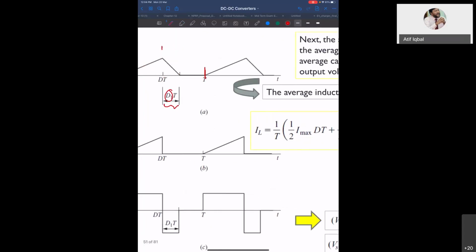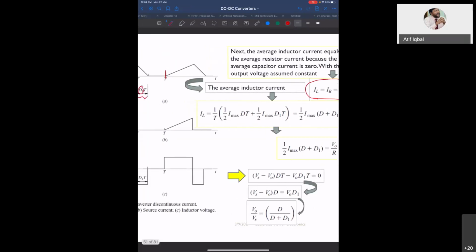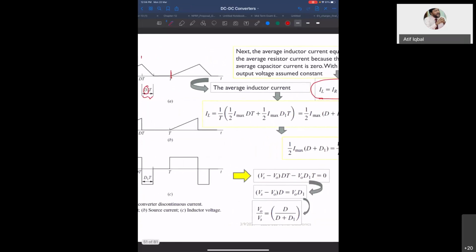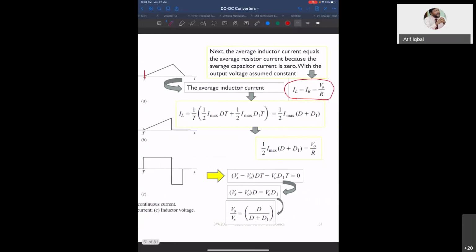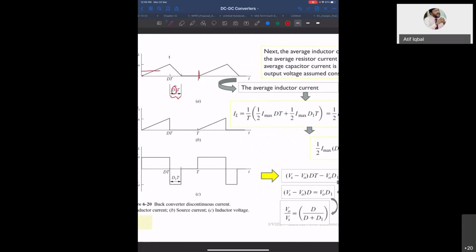So to get D1, the average inductor current equals the average resistor current, because the average capacitor current is 0. This we know already. So with the output voltage we assume, the average inductor current is the same as your load current. The average inductor current IL, we obtain from here, the average value of this.